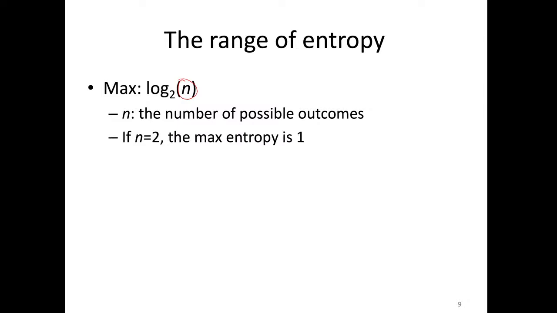Okay, so let's talk about the range of entropy. If we have n possible situations, then the maximum entropy would be log n, and it happens when everything is equally likely. When every pi is this, then everything is equally likely. Then in this situation, you will get the maximum entropy, which is log n.